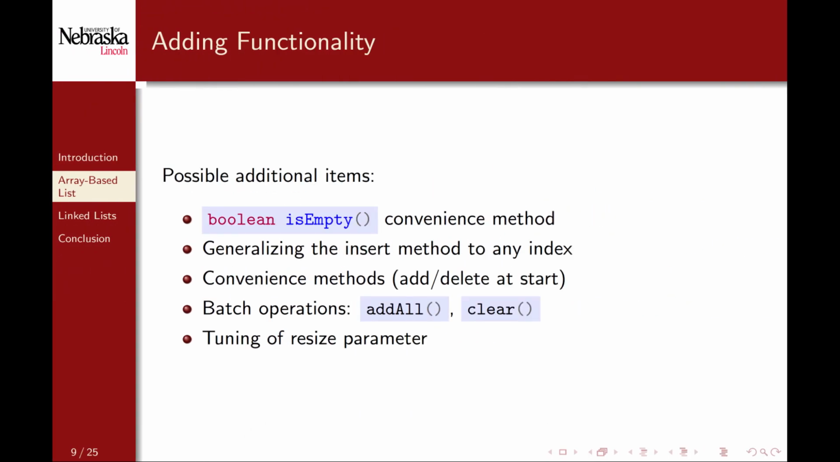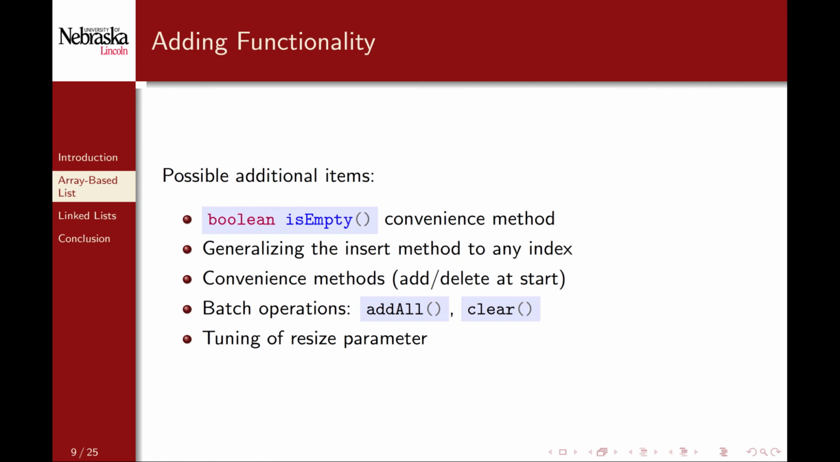We could improve our implementation further by adding more functionality and convenience methods. For example, we could add an isEmpty method. We could implement a generalized index-based insert method to allow a user to insert elements at any point in the list. We could add additional convenience methods to add or remove elements from the beginning of the list. Or we could implement batch methods to add or remove multiple elements at once.